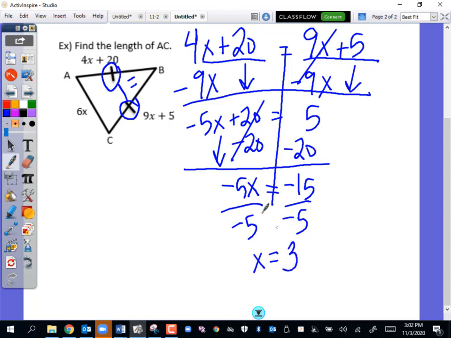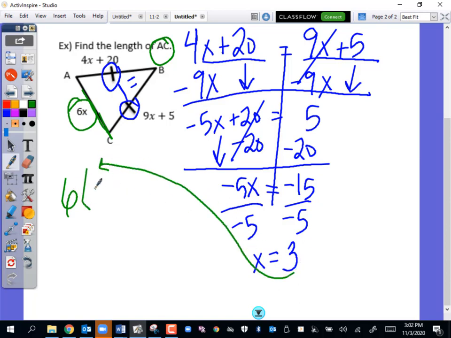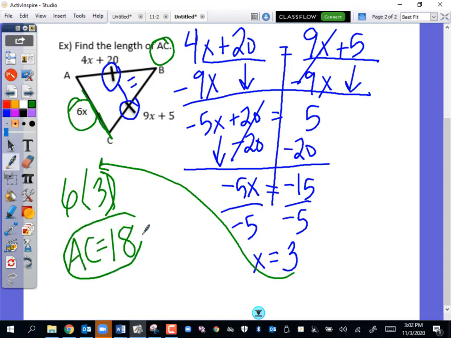Is this my answer? Did it want the value of x, or did it want me to plug it back in? It said find the length of AC. So I'm not done. I got to plug this in. Which side is AC? Here's A, here's C, so this is the one I want. I need to plug it into 6x. So I'm doing 6 parentheses. What number did I just get? 3. 6 times 3 is 18. So the final answer is AC equals 18.